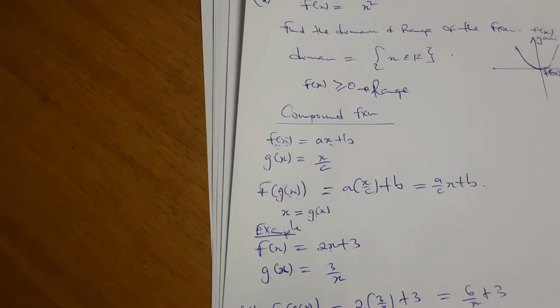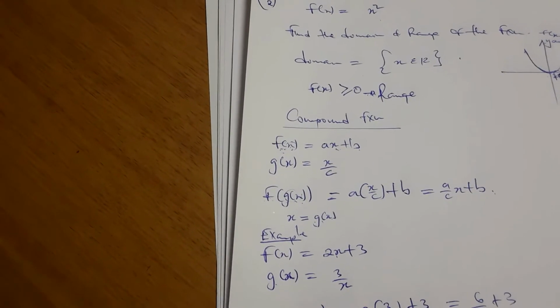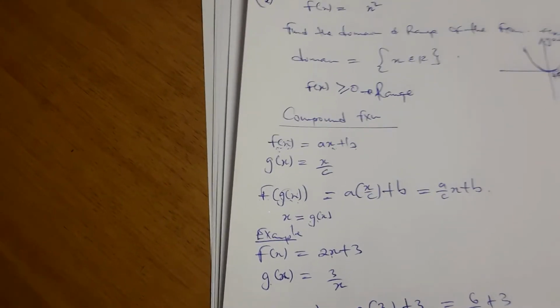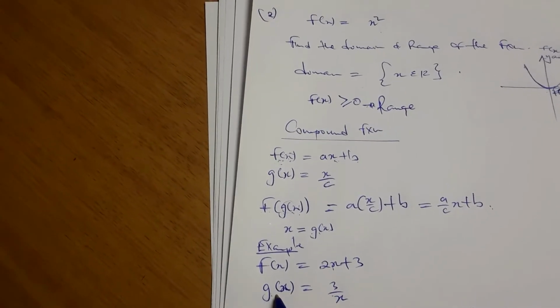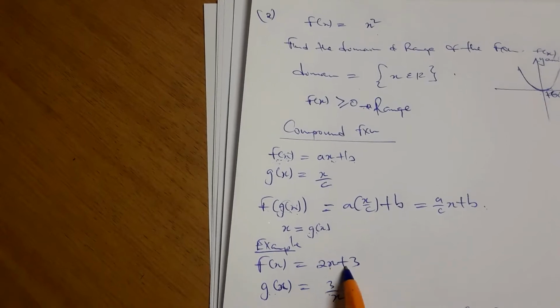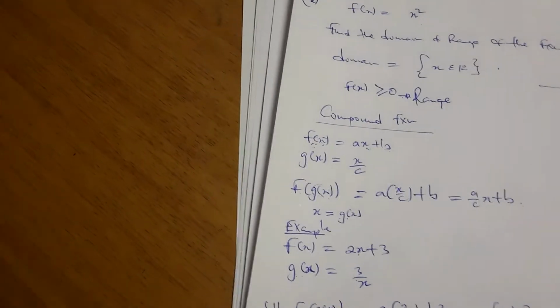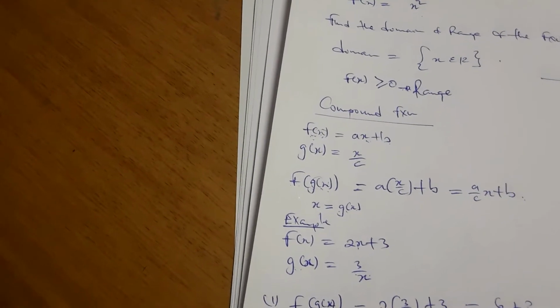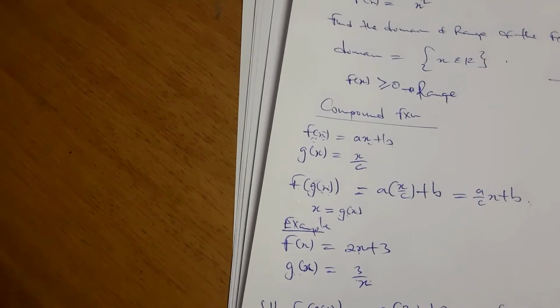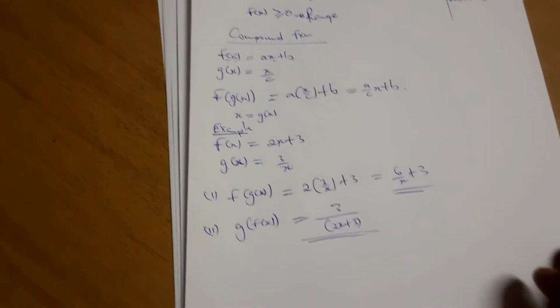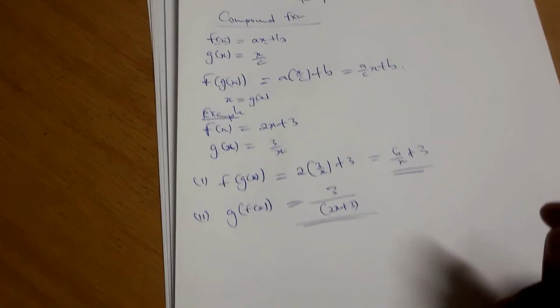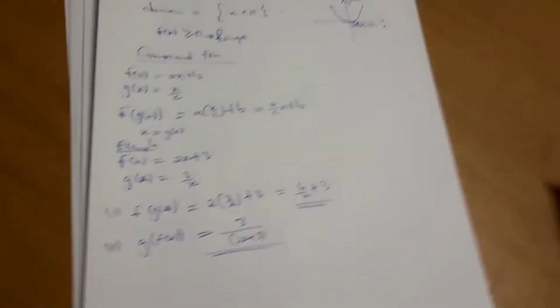The second question is asking to find g of f of x. So it means where there's x on g of x, we are now putting the function f of x there. So we have 3 over, where there's x, we put 2x plus 3. So you see, this is just simple mathematics.